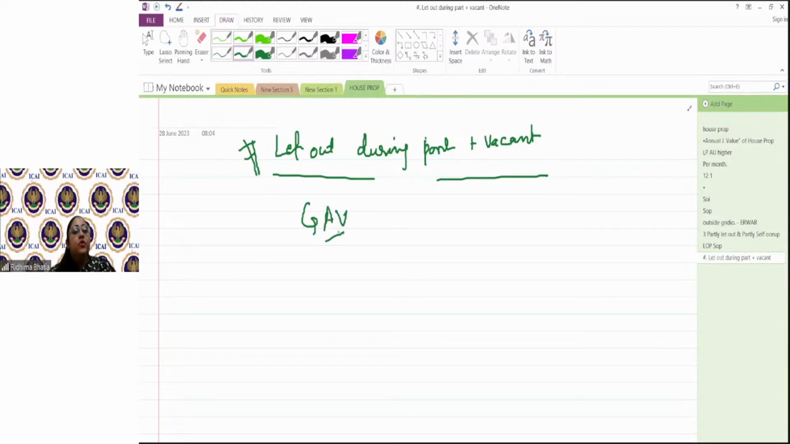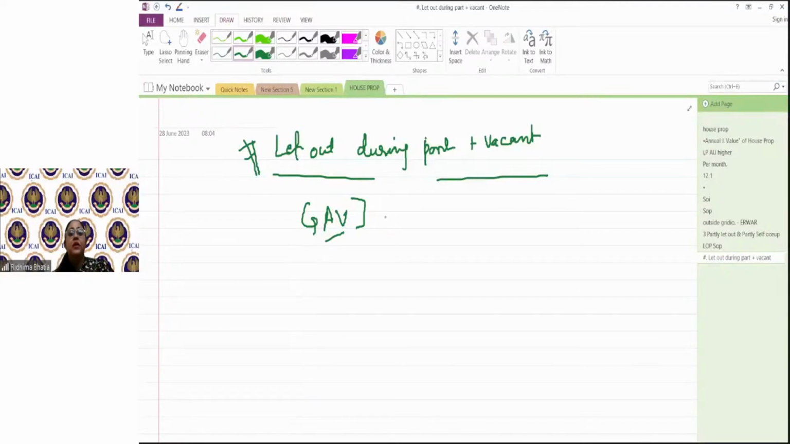In every scenario, your focus is first to calculate GAV. If GAV is properly calculated, your answer would come correct, because uske baad the reductions are very simple. Municipal taxes paid during the year, you have to remember 30% reduction is there, and then interest reduction is there. But if GAV is calculated wrong, no matter if your entire other things are correct, it would not come as the correct answer. So focus is on GAV. Har ek scenario mein I focused on calculating the GAV correctly.